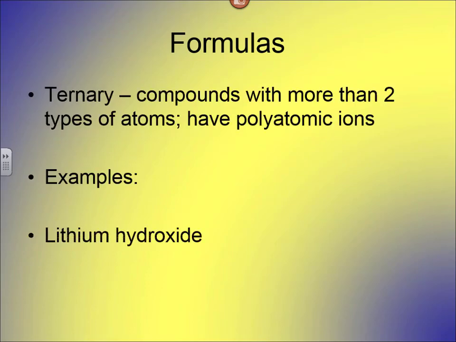Okay, I said back when we started with the names, you had to pay attention to what kind of compound it is. The second kind of compound is called ternary. Ternary compounds are those that have more than 2 types of atoms or more than 2 types of elements. That means they have polyatomic ions in them. So for an example, lithium hydroxide.